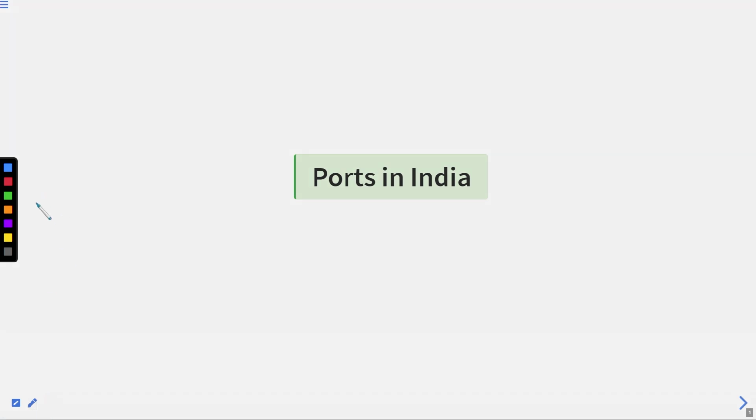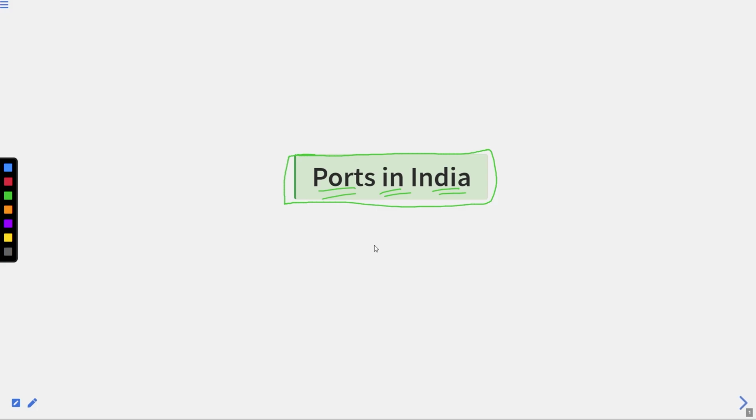So students, as you can see here, in this lecture we are going to start our discussion over the ports in India. Okay, this is going to be a topic that we are going to start. Talking about this, it is important from the competitive exams point of view because many times you will see that there are questions in the examination directly from this section.